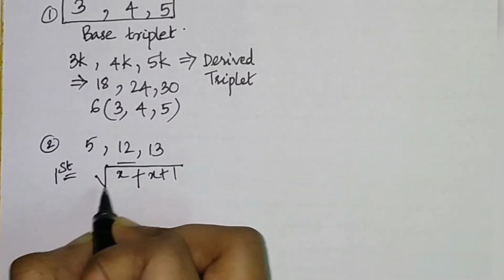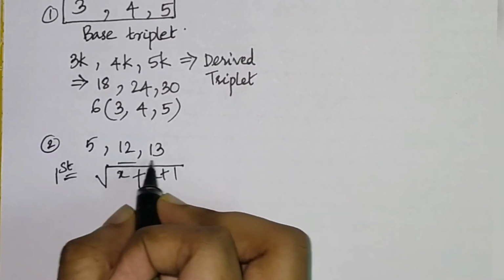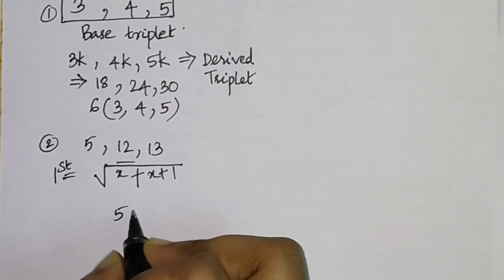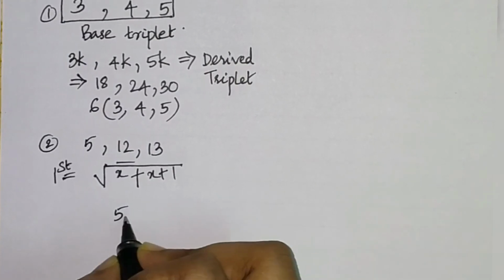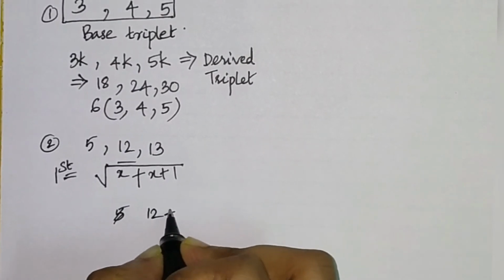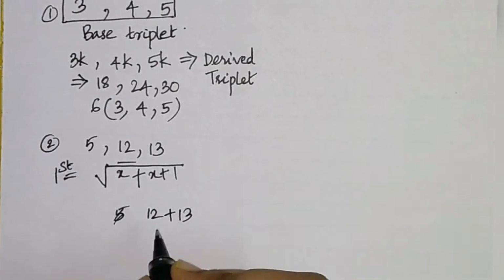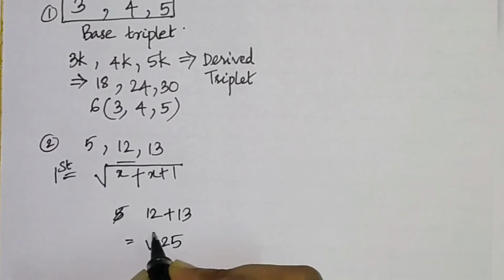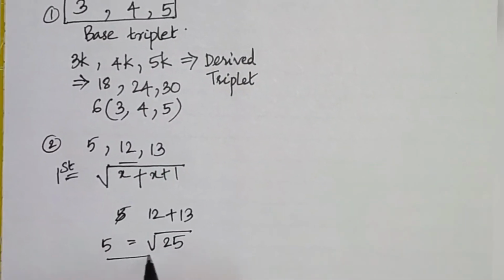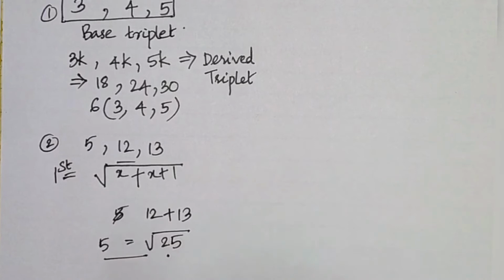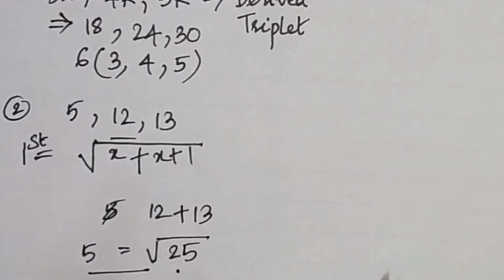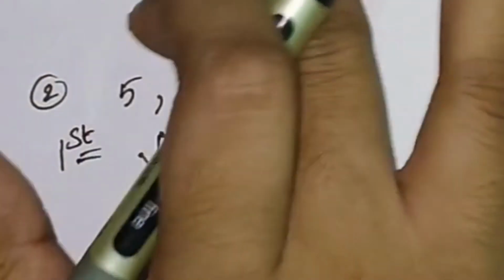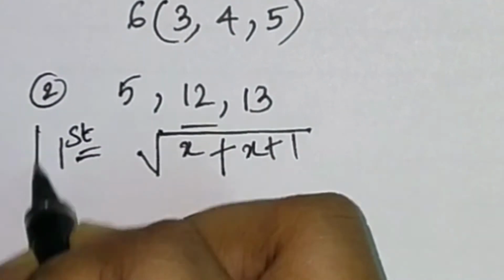If you take the example of 5, 12 and 13, it will be 12 plus 13. How much is that? That's 25. So when you take the square root of 25, you get 5. Okay, so this is how you can find the Pythagorean triplets for all three odd numbers. So this is the trick.